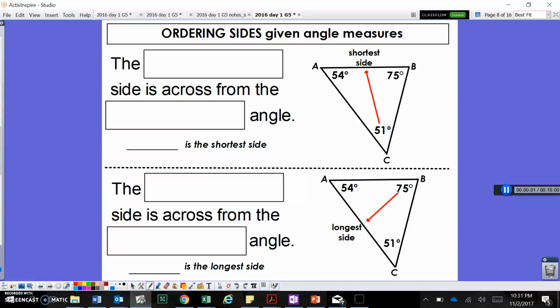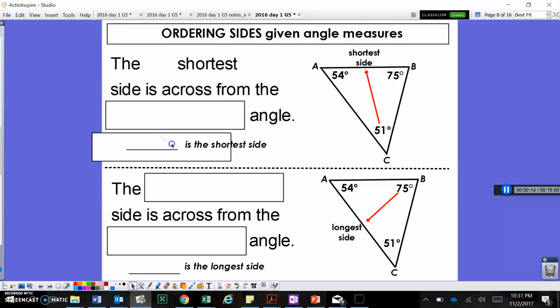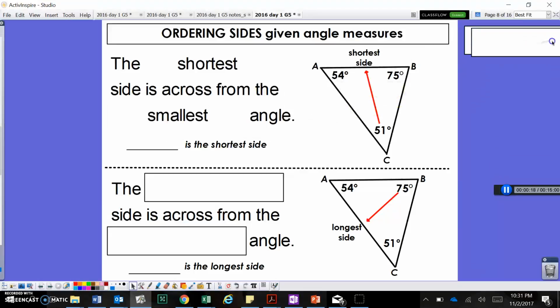Here's part 2 of the notes. So, ordering sides, given measure angles. Alright, so the shortest side is across from the smallest angle. Okay, so when we look at this triangle ABC, your smallest angle is 51. Across from the smallest angle, this will be side AB.